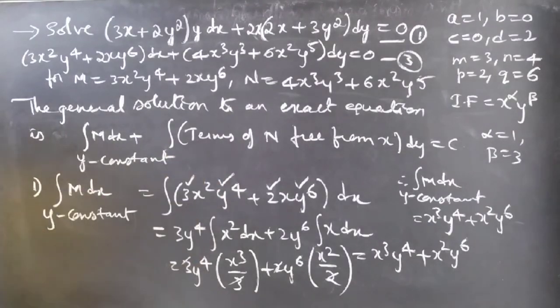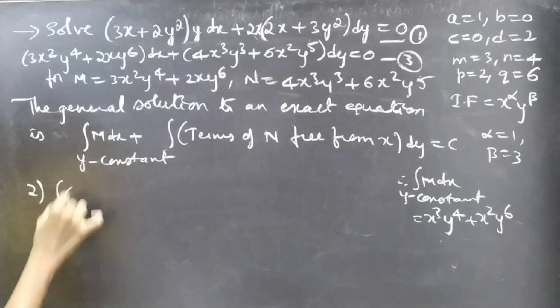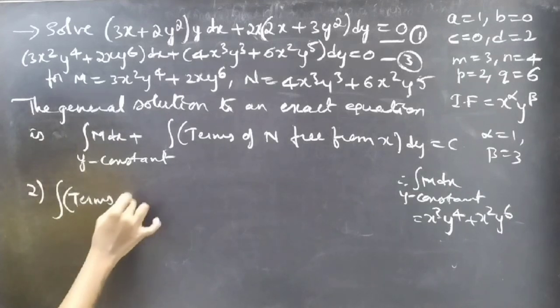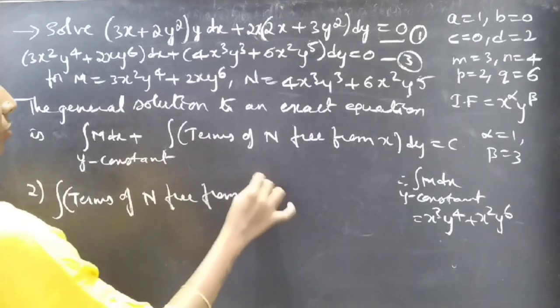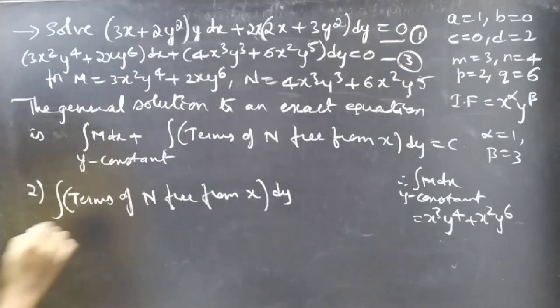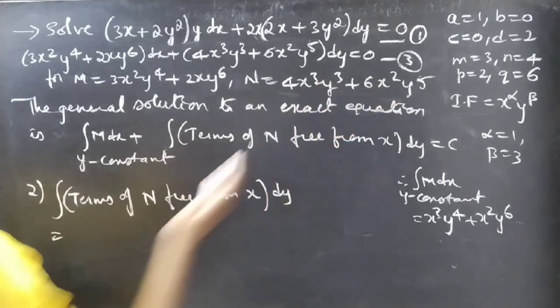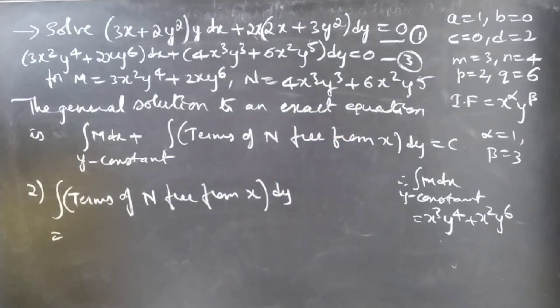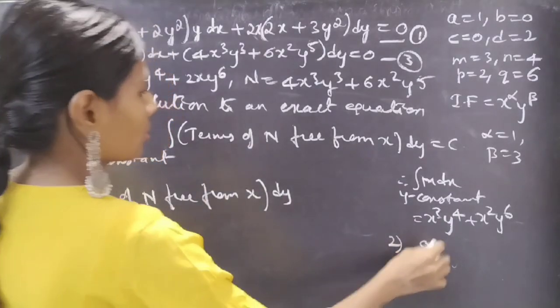Now coming to the second integral, the integral of terms of n free from x into dy. So now observe n. In both the terms we are having x, right? So there is no such term of n which is free from x. So the integral of terms of n free from x is 0. The result obtained from the second integral is 0.